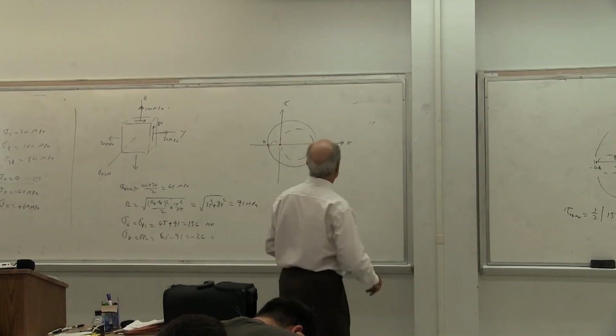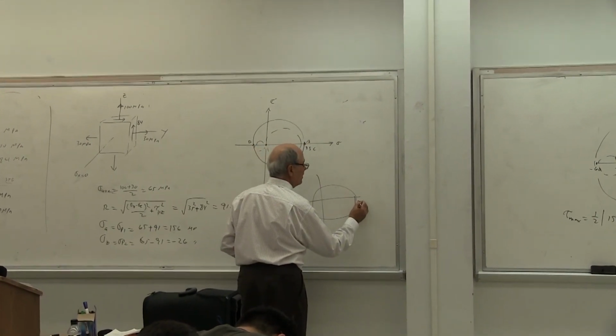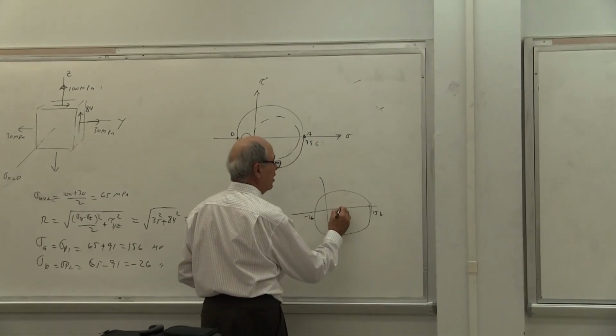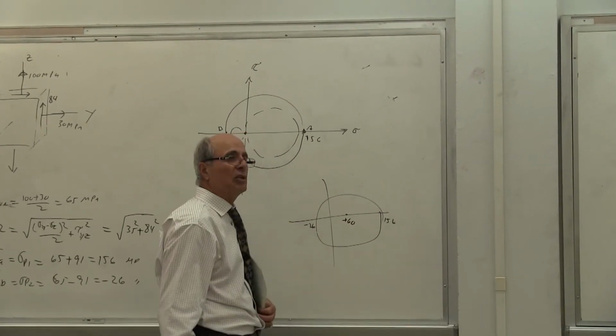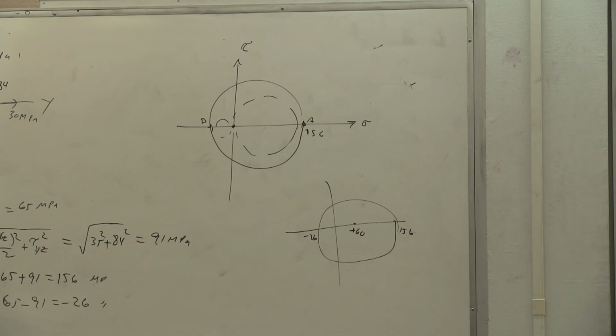Now you do that one problem one more time. So you draw your original circle. This is 156, yes or no? This is minus 26. Now the third one is not 0. The plane stress was 0. When I assume it is 0, we call it plane stress. Yes or no?